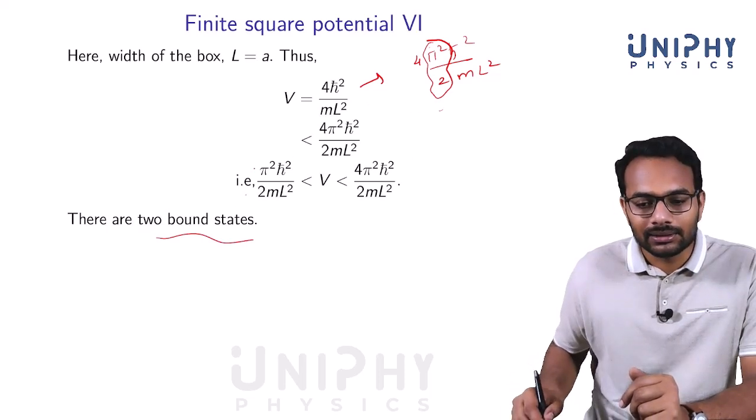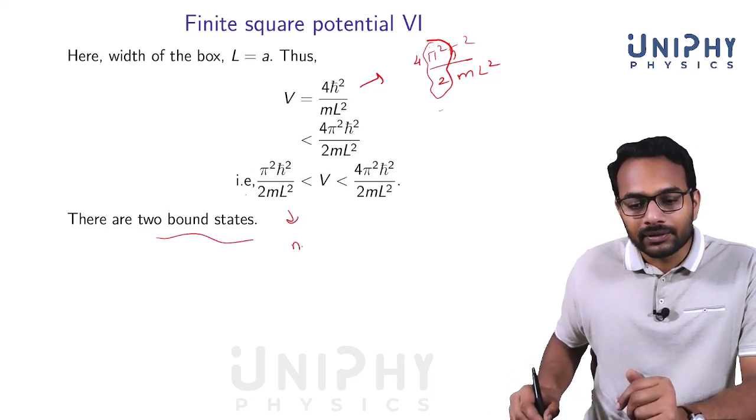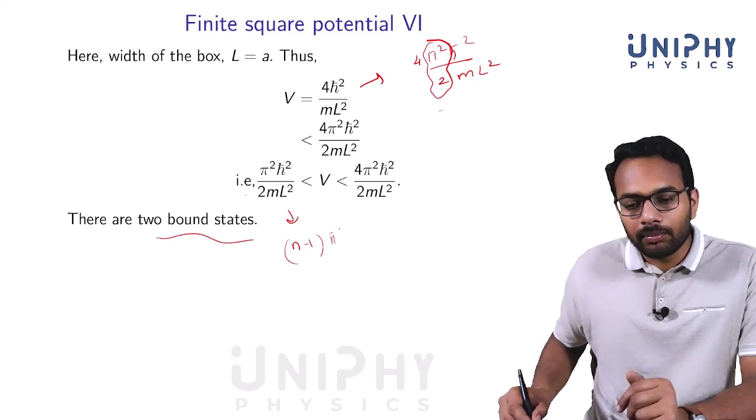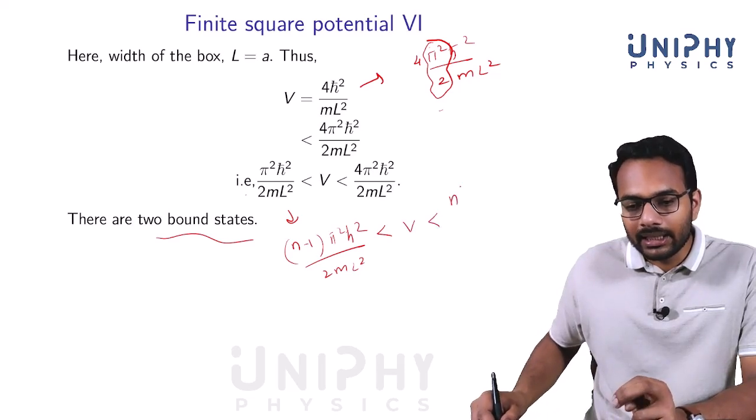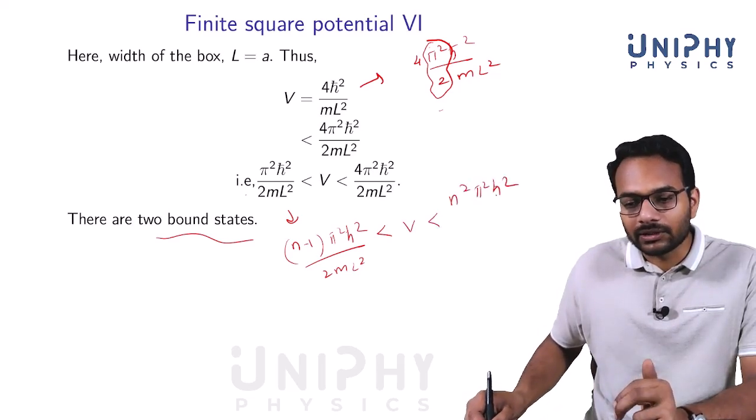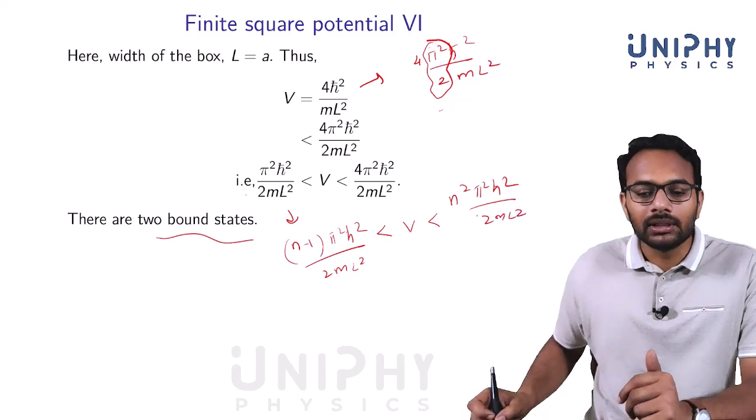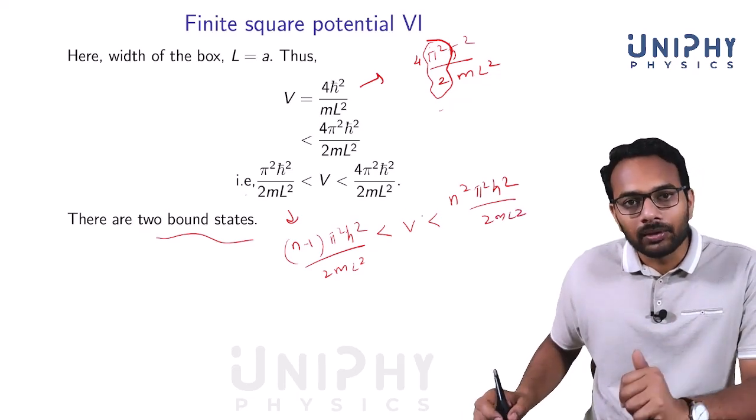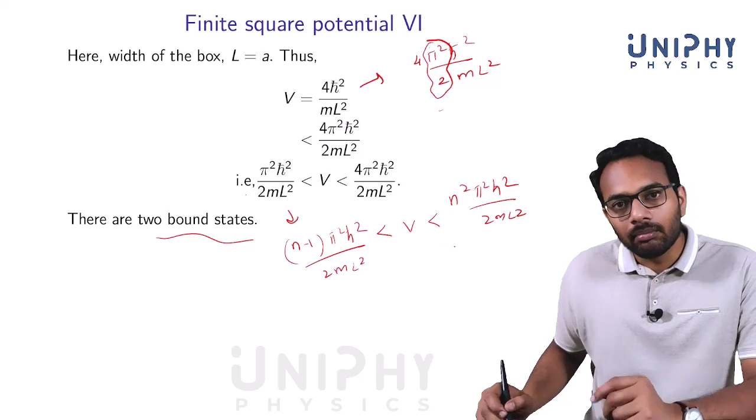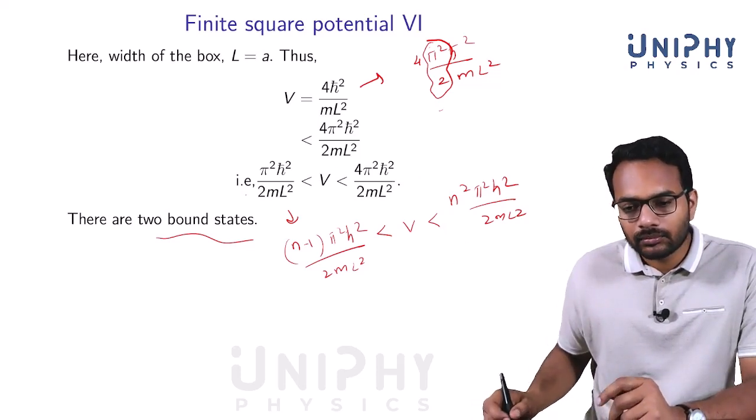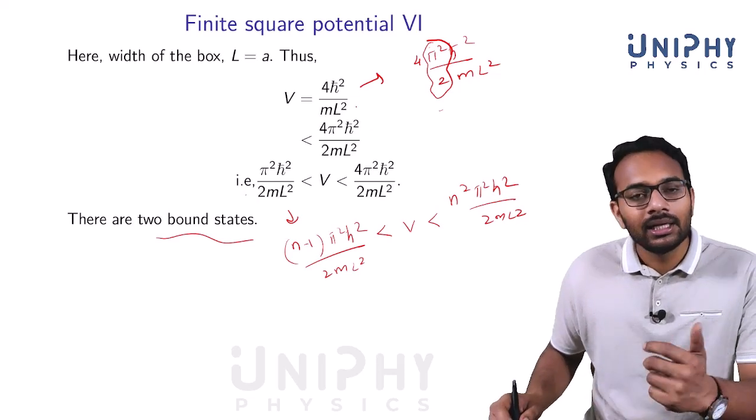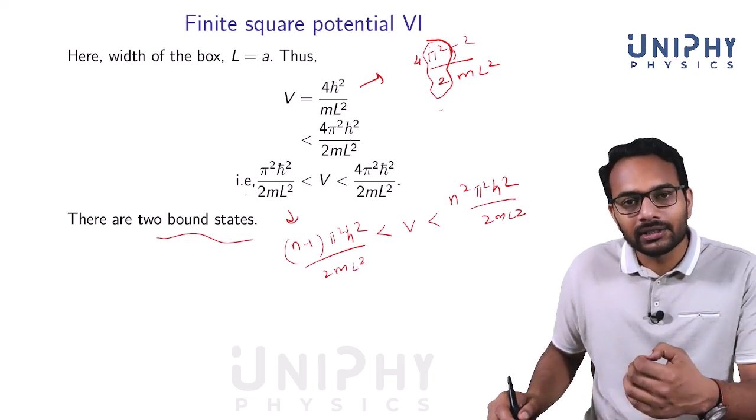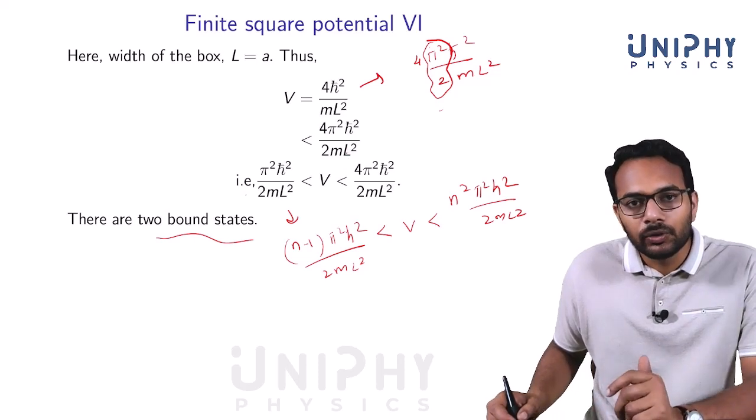All right. So you compare this with the formula. If n minus 1 whole square pi square h cross square divided by 2 ml square is less than V, which is less than n square pi square h cross square divided by 2 ml square, then we have got n bound states. Okay, so it's not very difficult. The only thing is that you compare it with the nearest standard form of n square pi square h cross square divided by 2 ml square.